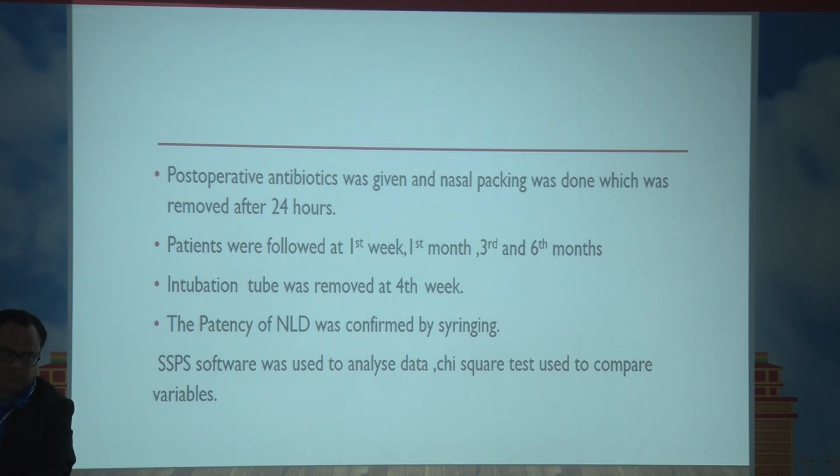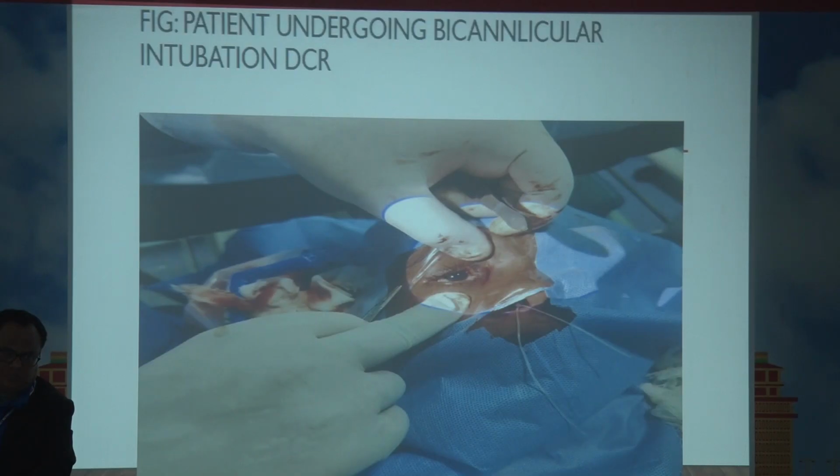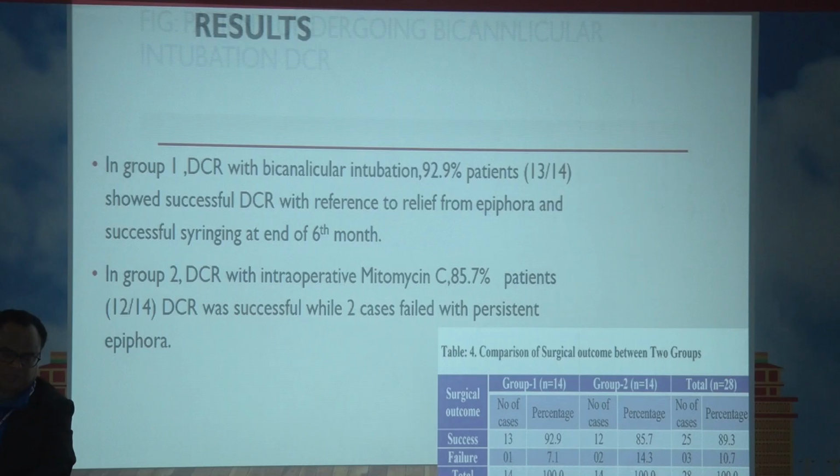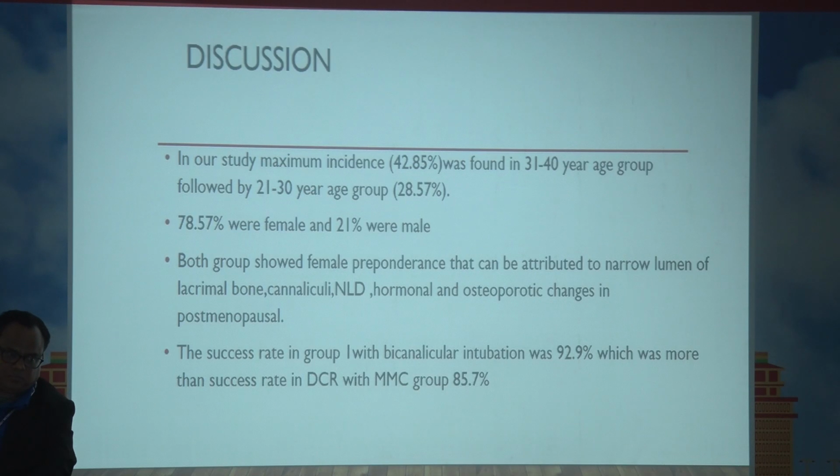We used SPSS software and the chi-square test. The picture shows a patient undergoing bicanalicular intubation DCR. In results, in group 1, DCR with bicanalicular intubation, 92.9%, that is 13 out of 14 patients, showed successful DCR with relief from epiphora and successful syringing at the end of 6 months. In group 2, DCR with intraoperative mitomycin C, 85.7%, that is 12 out of 14 patients, had successful DCR and 2 cases failed with persistent epiphora, and the p-value was 0.541, which is not statistically significant.